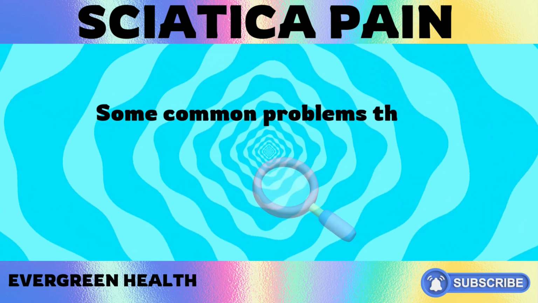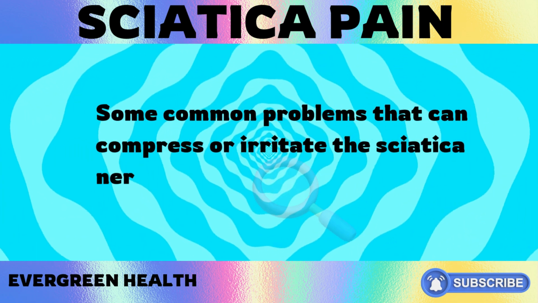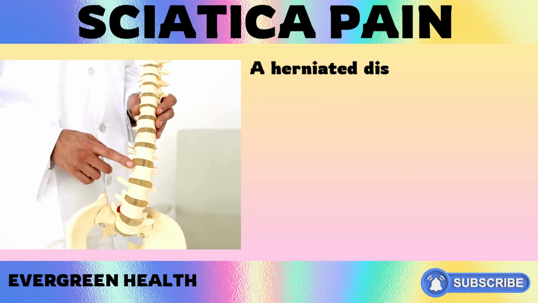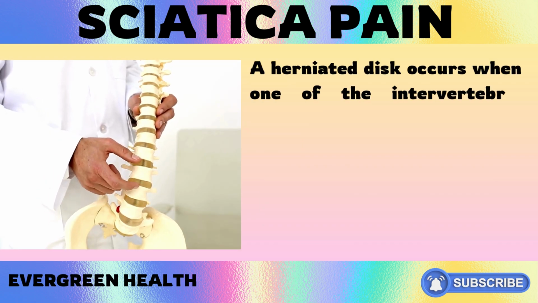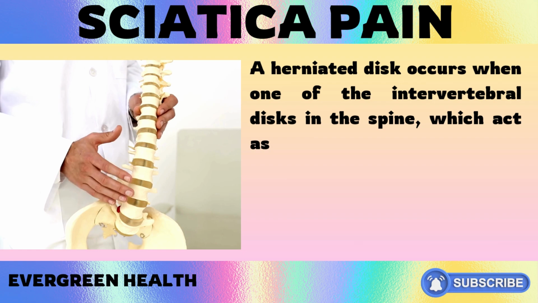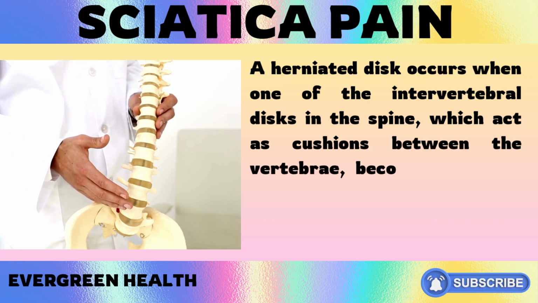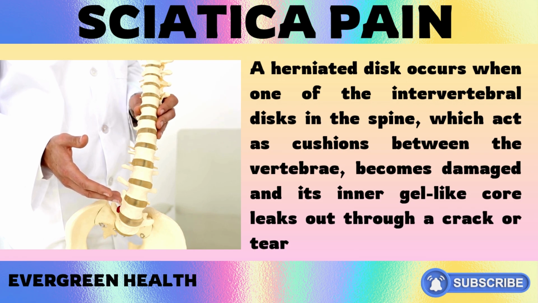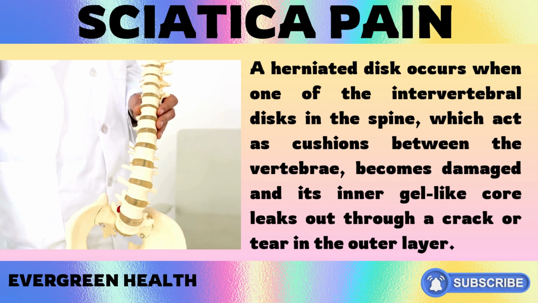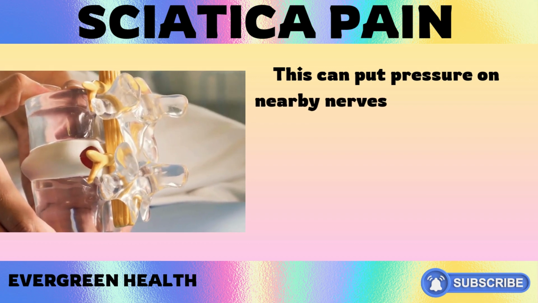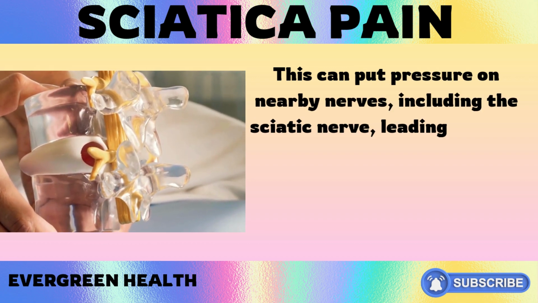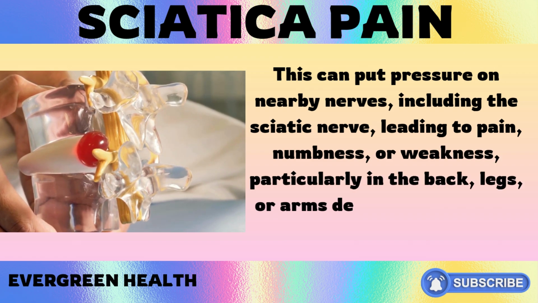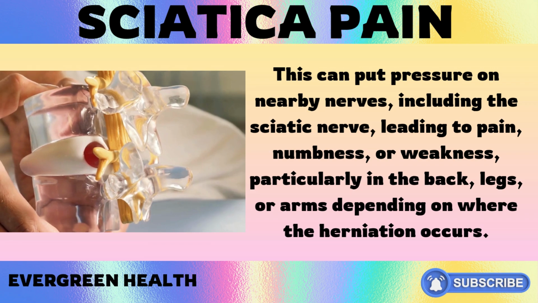Some common problems that can compress or irritate the sciatic nerve are: number one, herniated disc. A herniated disc occurs when one of the intervertebral discs in the spine, which act as cushions between the vertebrae, becomes damaged and its inner gel-like core leaks out through a crack or tear in the outer layer. This can put pressure on nearby nerves, including the sciatic nerve, leading to pain, numbness, or weakness, particularly in the back, legs, or arms, depending on where the herniation occurs.